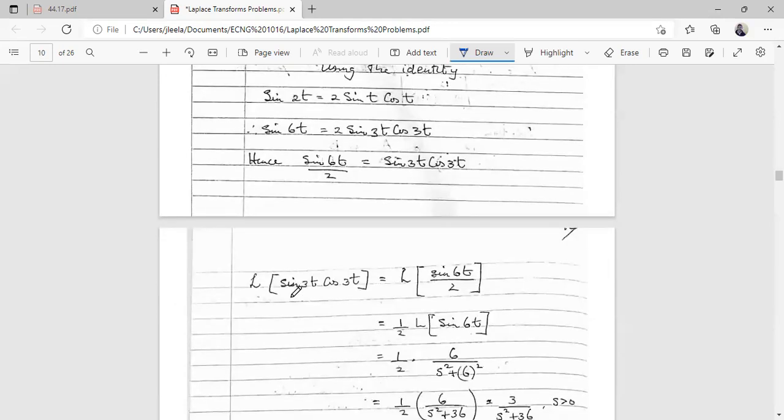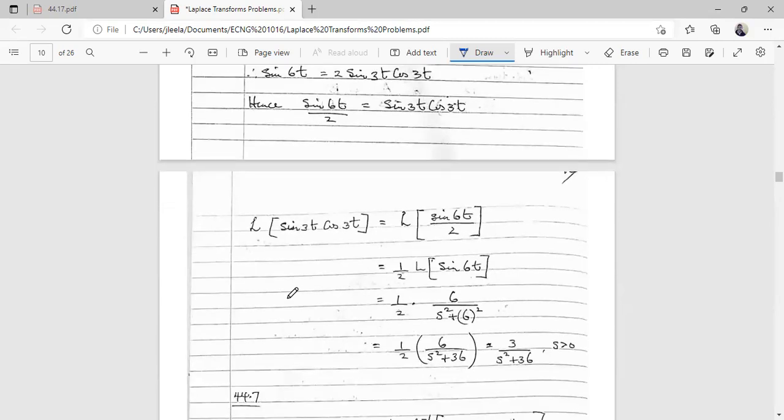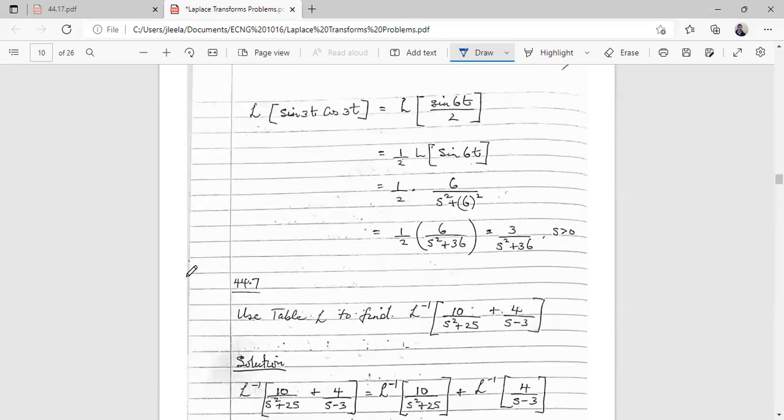The Laplace of sine 3t cos 3t is really the Laplace of sine 6t over 2, which is a half the Laplace of sine 6t. And the Laplace of sine 6t is 6 over s squared plus 6 squared, which is 6 over s squared plus 36, times a half. So you'll end up with 3 over s squared plus 36, and s greater than 0.